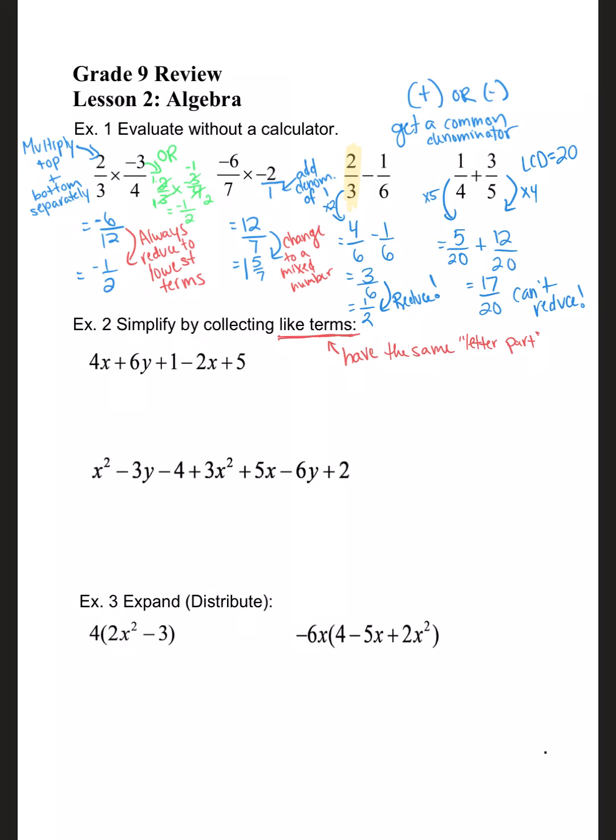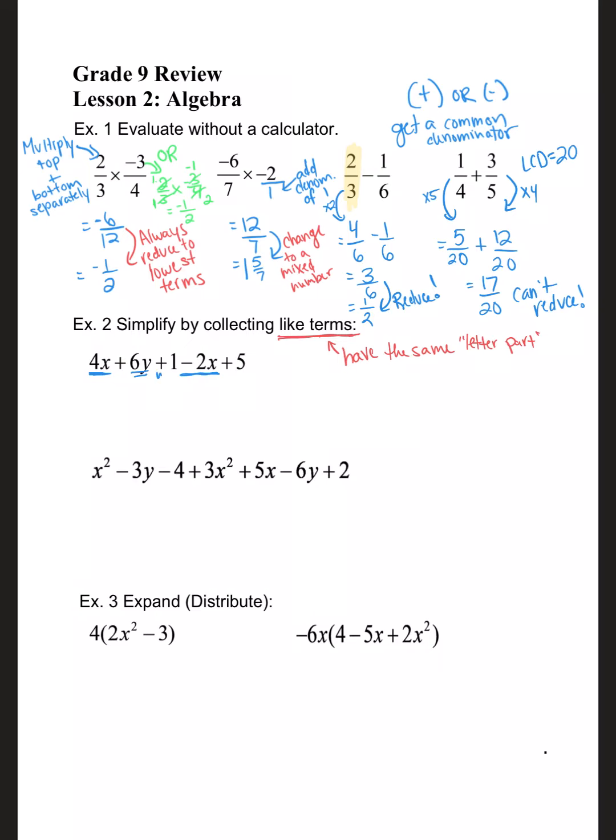So we have this first expression: 4x plus 6y plus 1 minus 2x plus 5. If I look here, I have 4x. If I look across the rest of my expression, I have to see, are there any other terms that have a letter part that has an x in it? Yes, in fact, right here I have this minus 2x. So those are like terms. If I look at some others, I have a 6y here. So I'm going to put 2 lines under that just so if I highlight something else, you'll see that that's a like term. I don't have any other y terms, so that stands on its own.